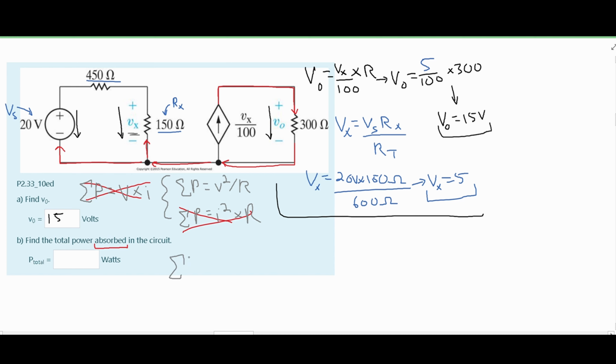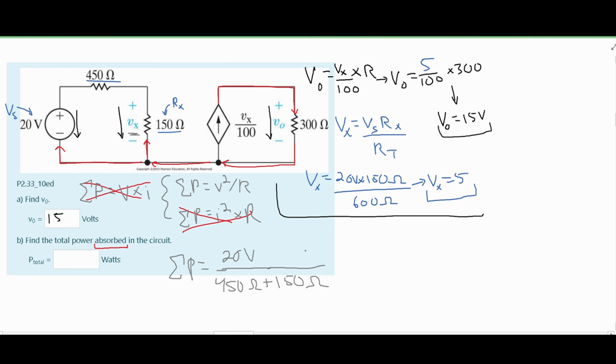We have the sum power is equal to, and then we have our voltage squared. So for this, on our left side, we're always going to use the max voltage, the voltage that we start with. This voltage is 20 volts. So we're going to write this here, and then we have the resistance, the total resistance around it, and that is going to be 450 ohms plus 150 ohms.